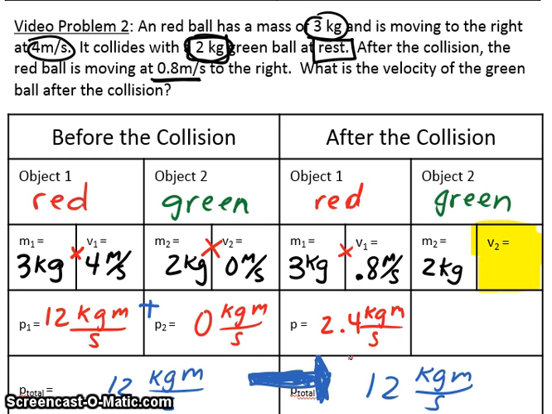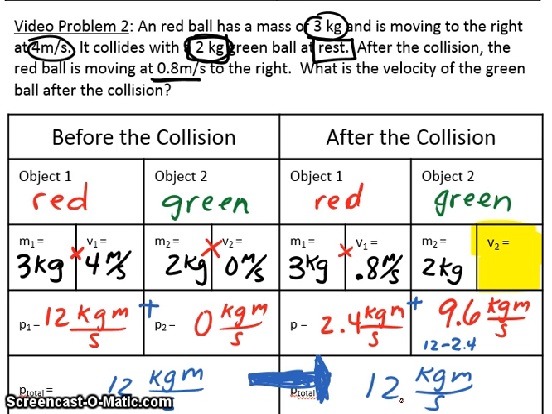Now this is where everybody seems to mess up all the time. If I have 2.4 plus what gives me 12, then I'm going to subtract. So I'm going to do 12 minus 2.4, which gives me 9.6 kilogram meters per second. So double check, when I add 2.4 and 9.6, I get 12. So those individual momentums add together to give me my total momentum.